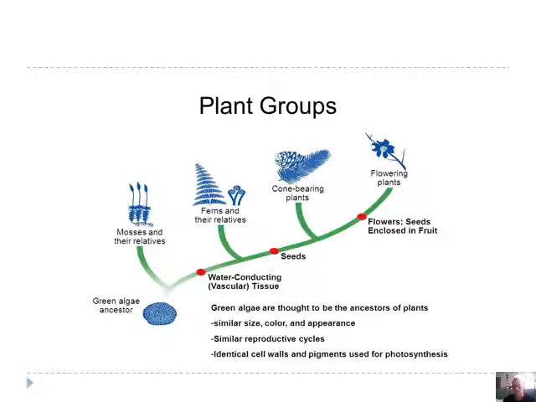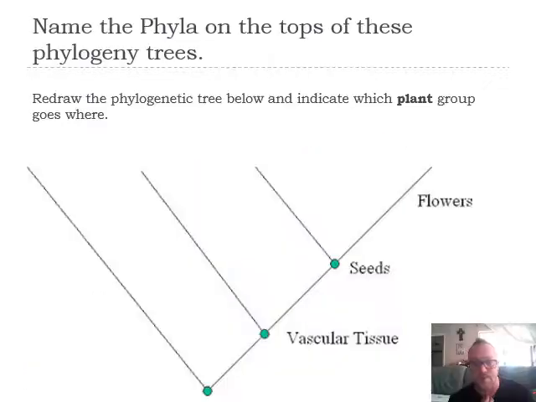Now remember, those seeds and enclosed fruit is when we have the embryo inside and we have some sort of fruit on the outside. And please remember that it doesn't always just mean like apple. It comes in a whole bunch of different forms as well. So now what I'd like you to do is name the phyla at the top of these phylogeny trees.